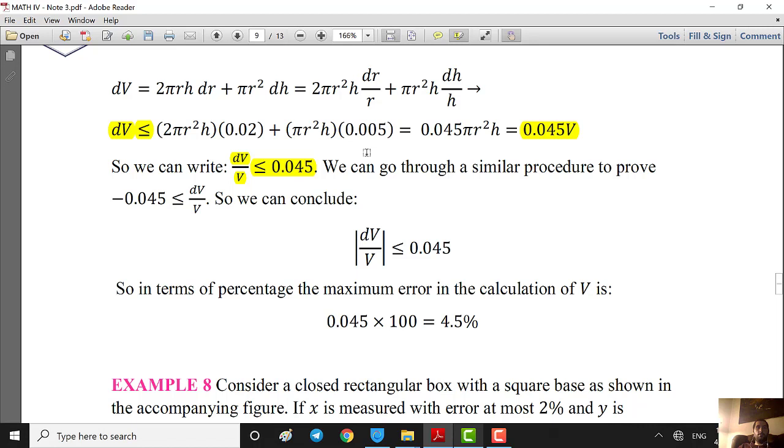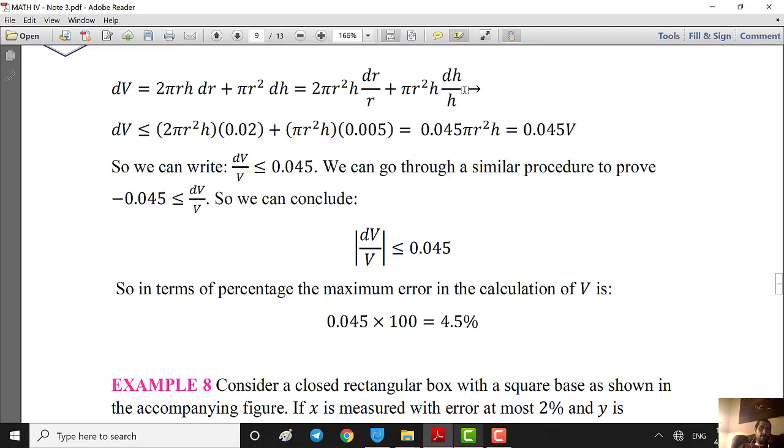But one thing to pay attention to is that here, when we're doing the calculation, we considered dr over r and dh over h to only assume the positive values, but they also can assume the negative values. We can also say that dr over r is bigger than minus 0.02, and dh over h is bigger than minus 0.005.